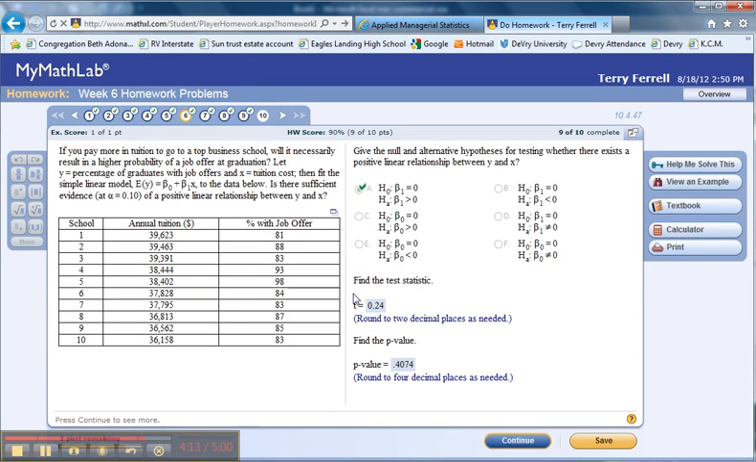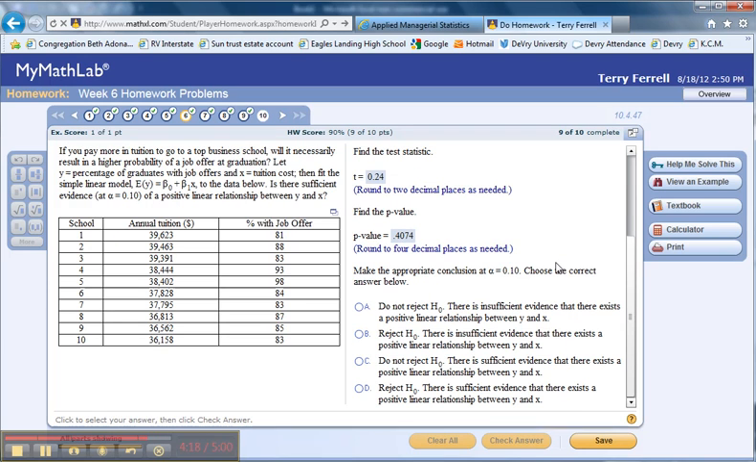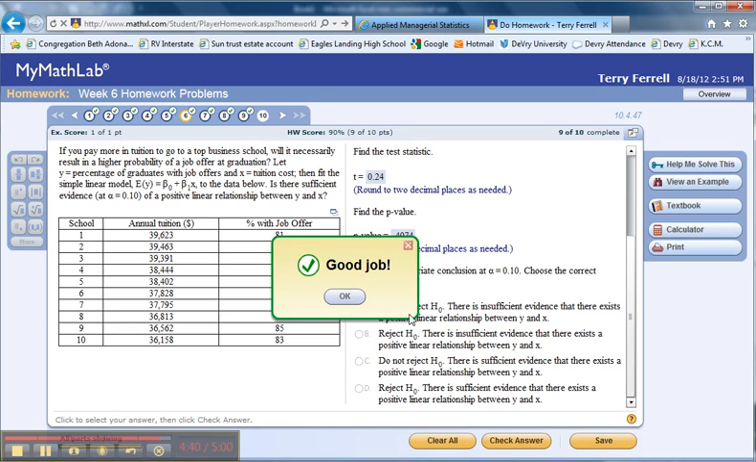Alright, and the last question, I simply have to determine whether I'm going to reject or not reject. Remember, if p is less than alpha, you reject. So here my p-value is 0.4, my alpha is 0.1. Well, my p is larger than alpha, so I do not reject. So I'm going to look down here. You do not reject the null because there is insufficient evidence that there exists a positive relationship. And click there. And that's it for problem number 6.